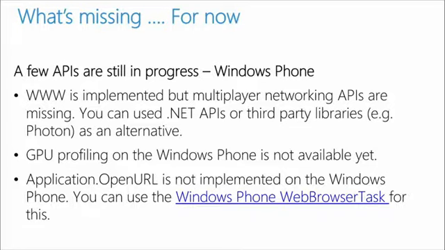Some other APIs that are missing, of course, are the networking APIs, just like they were on the Windows Store. They're also missing on the Windows Phone for now. You have the basic www implementation, so you can still use that stuff. But right now, the basic multiplayer networking that's available in Unity just isn't working. But you can use .NET APIs. That's part of the problem, there's a shift from the Mono over to the .NET, and that's where that lag time is. But you can implement your own with the .NET, or you can look for third-party examples like Photon.